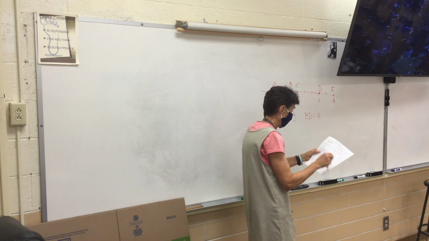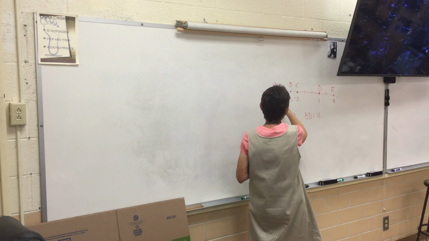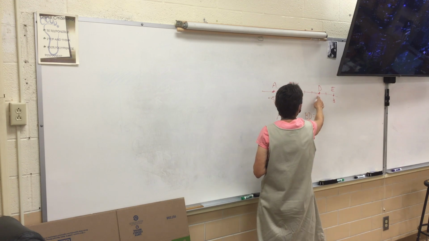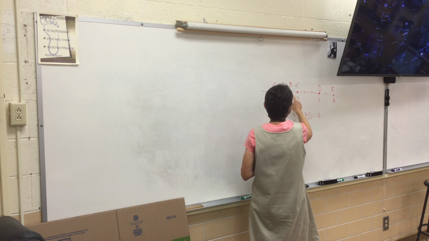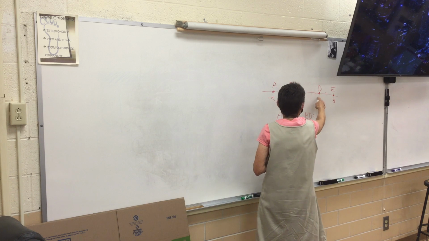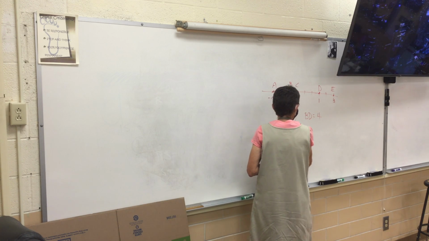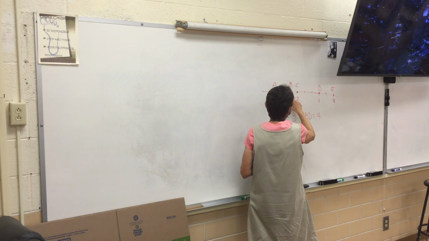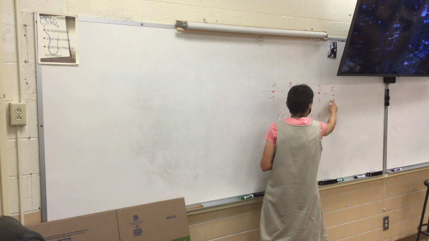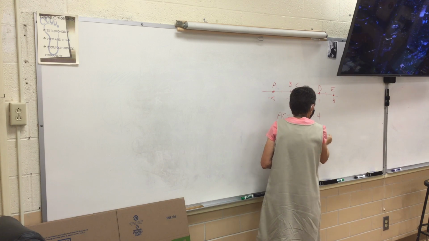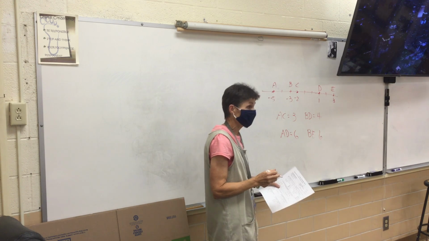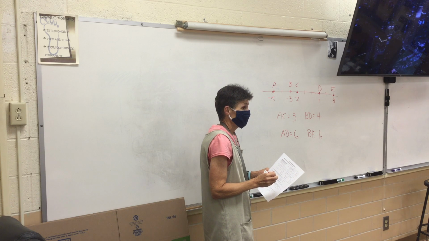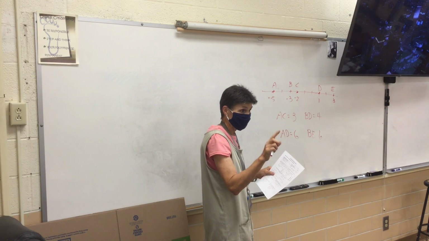Now, what about number 4? AD, how far is it from A to D? 1, 2, 3, 4, 5, 6. So AD is 6. And then BE, 1, 2, 3, 4, 5, 6. So those two are congruent. Does that make sense to everybody?